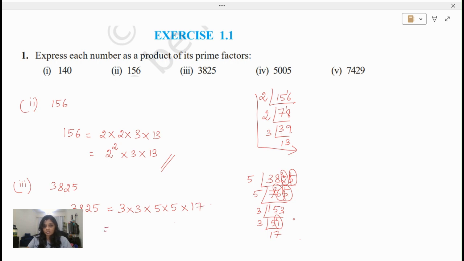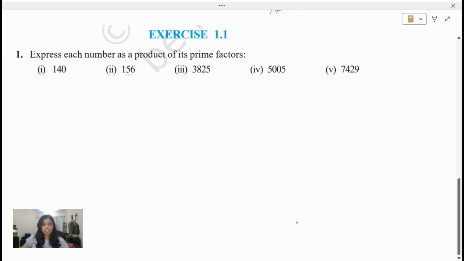So I have to write it in terms of powers. So it is 3 square into 5 square into 17. So this is my answer. Hope you also got the same answer, right? Good job. Now we are moving to the fourth sum.